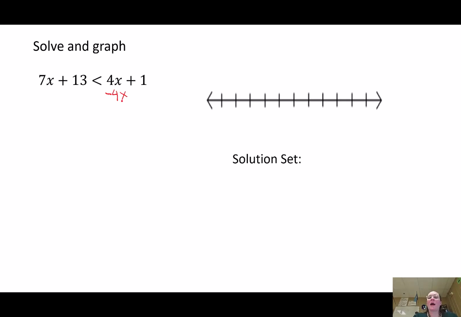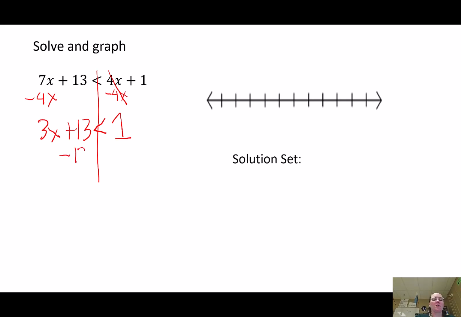So I'm going to minus the 4x, so that way I come out with a nice whole number. So 7x minus 4x gives me 3x. I'm going to bring down the plus 13 less than 1. From here, it's a two-step inequality, so minus 13. So 3x is less than negative 12. Divide both sides by 3.